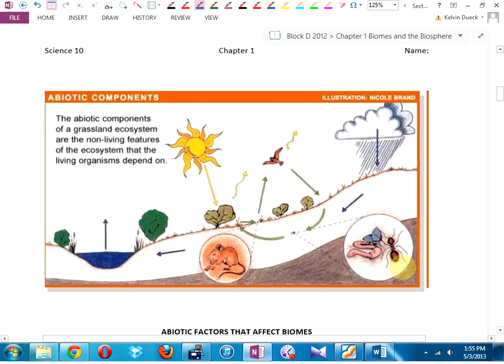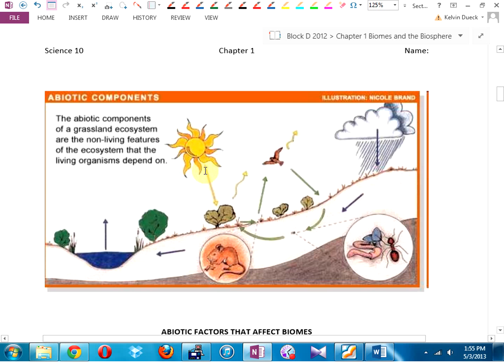What are some abiotic components? Here's a picture that I found. So here are the abiotic components of a grassland ecosystem. It's the non-living features of the ecosystem that the living organisms depend on. So in the grasslands, you have things like mice, worms, insects, birds. What do they depend on? The abiotic features would be rain. Precipitation is the fancy word for rain because that also includes snow and fog and sleet.